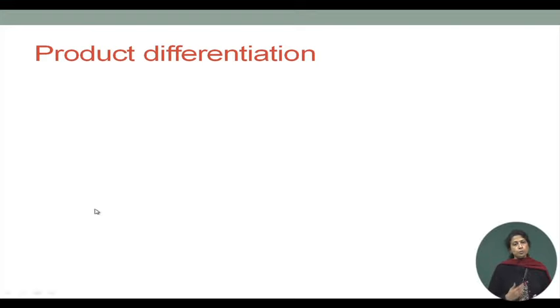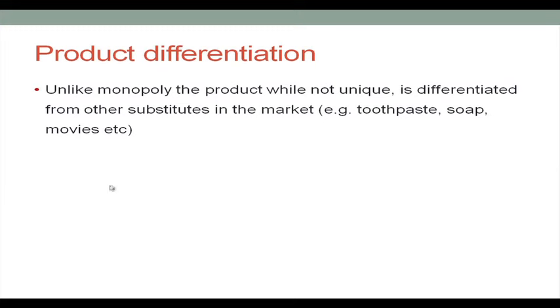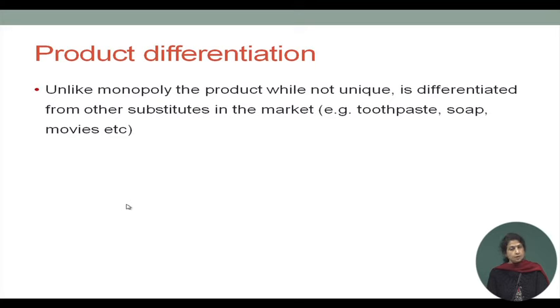So, what do we mean by product differentiation? What does it mean when I say the products are substitutable but they are differentiated? What does that mean? Unlike monopoly, the product, while not unique, is differentiated from other substitutes in the market, for example toothpaste, soap, movies, etc.